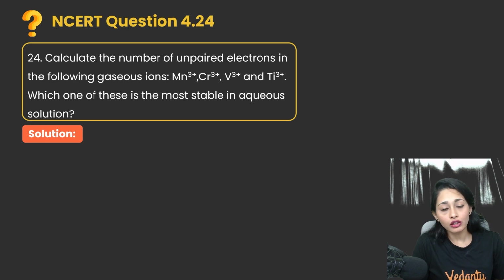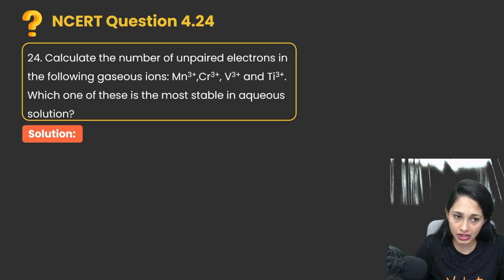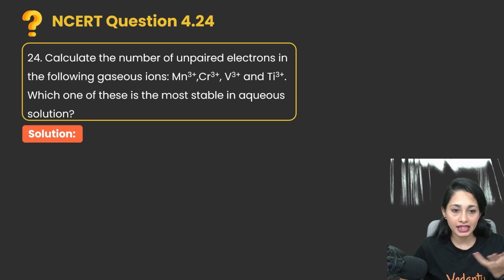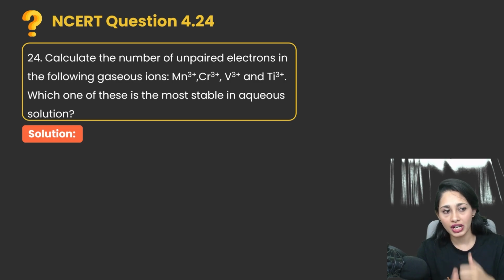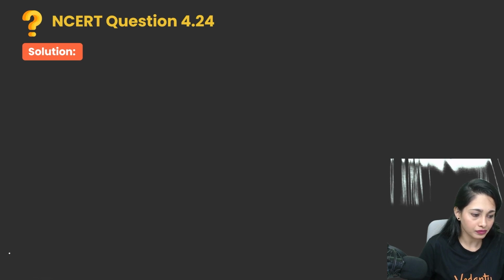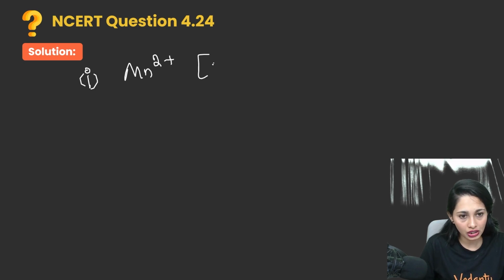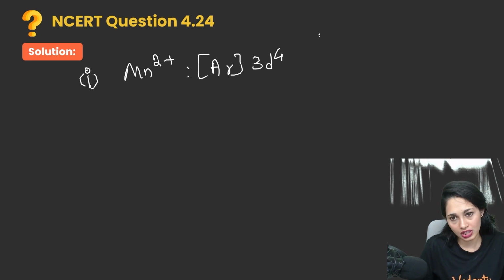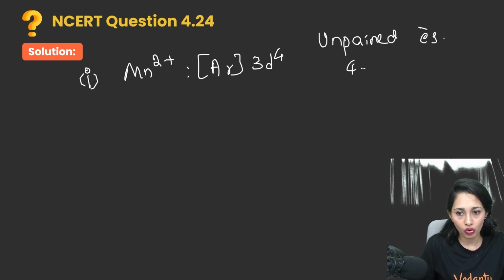Question number 24. Calculate the number of unpaired electrons in the following gaseous ions: Mn3+, chromium 3+, vanadium 3+, and titanium 3+. Which one of these is the most stable in aqueous solution? Let's get started. In order to solve this question, we need to know the electronic configuration of the respective transition metals. So if we consider manganese, the first one, Mn3+, its electronic configuration will be argon 3d4. So the number of unpaired electrons is 4 here in this case.